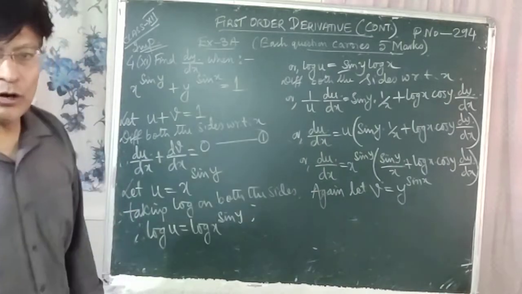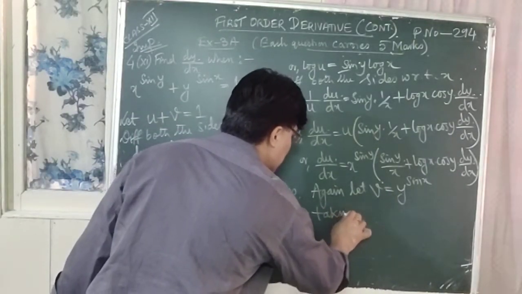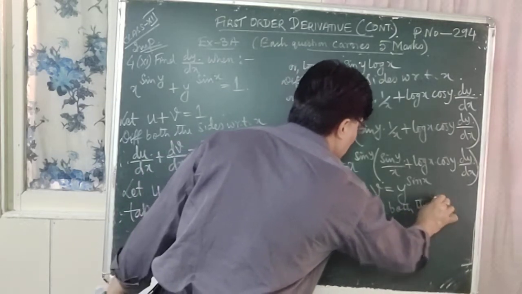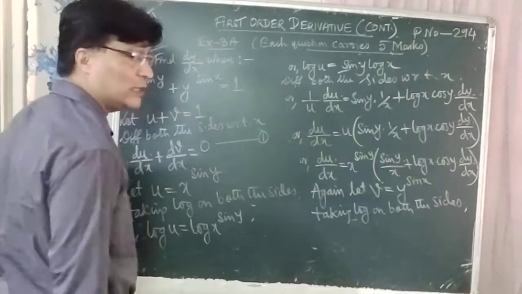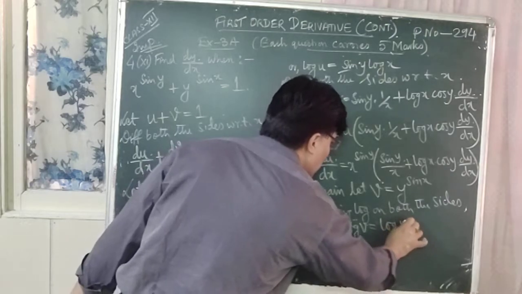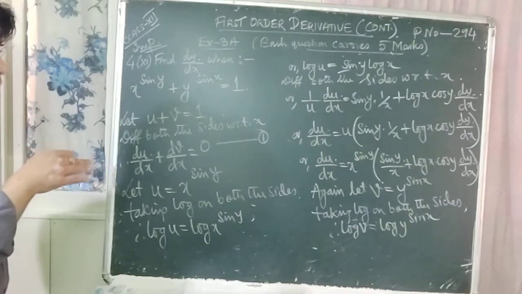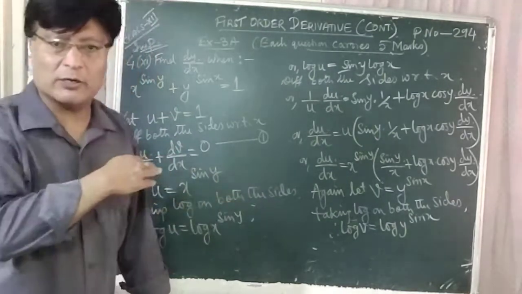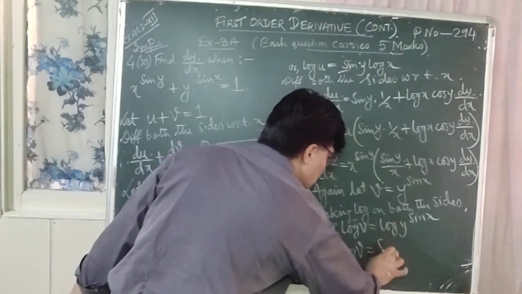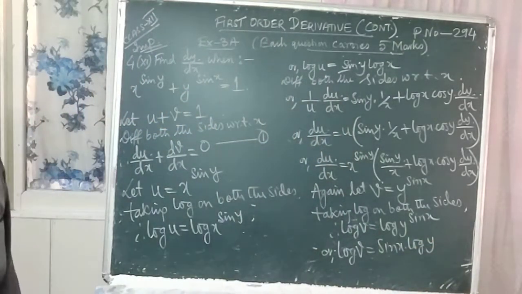You have to take log on both the sides, okay? So taking log on both the sides, what do we get? It is log v is equal to log y to the power sine x. Now because of that log on the right hand side, that power sine x becomes the coefficient. So log v is equal to sine x into log y. Sine x into what? Log y, right?